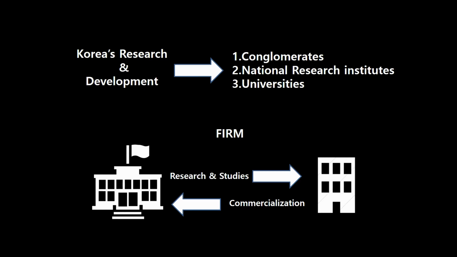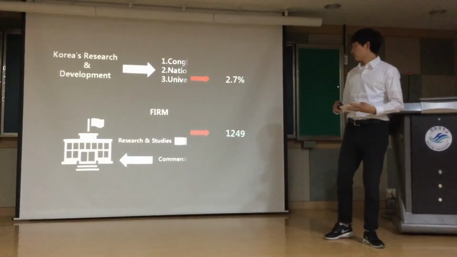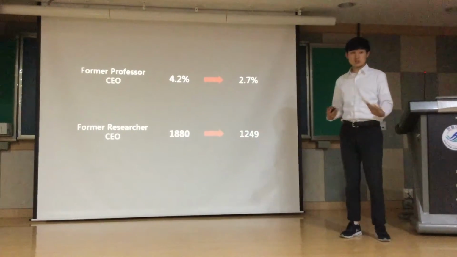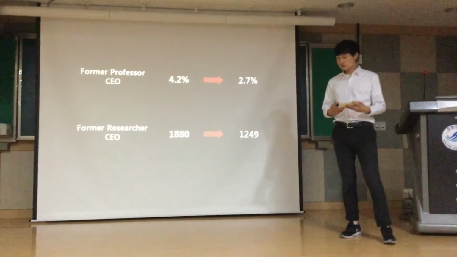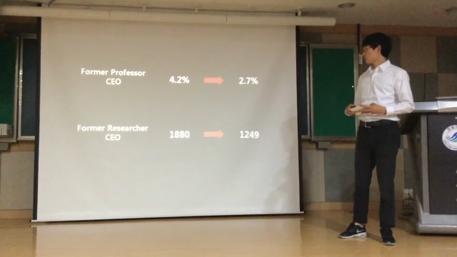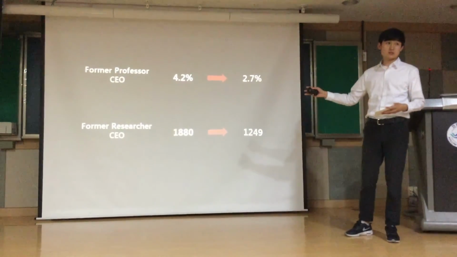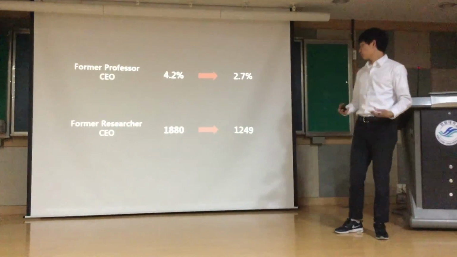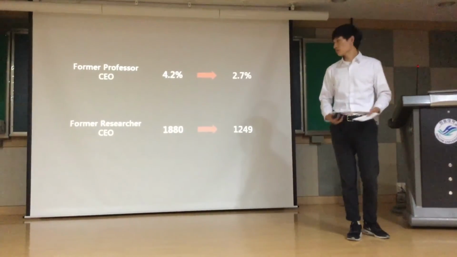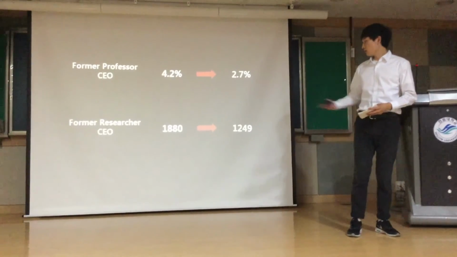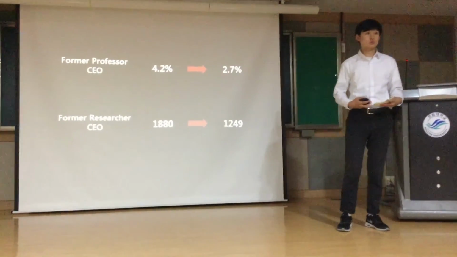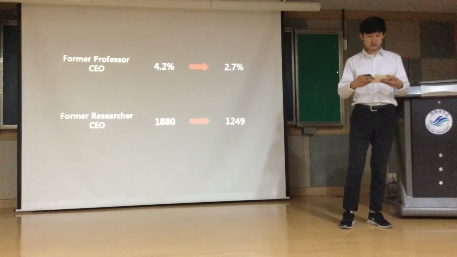So if a firm connecting the universities and the ventures is made, more active studies would be made and more creative ideas will be linked to commercialization. Also, the rate of former professor and researcher CEOs can be increased. In 2005, the percentage of former professor CEOs was 4.2%. However, in 2009, it had reduced to 2.7%. Also, the number of former researcher CEOs was 1,880, but reduced to 1,249 in the same period.